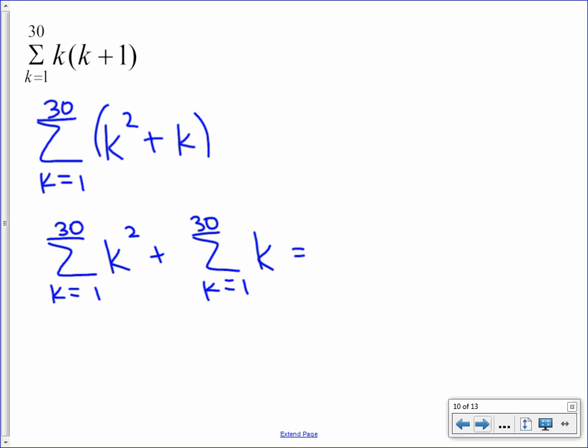Okay, you're funny. So this shortcut: for k squared, n times n plus 1 times 2n plus 1 all over 6. And then we're going to add the k shortcut, n times n plus 1 all over 2. 5 times 31.